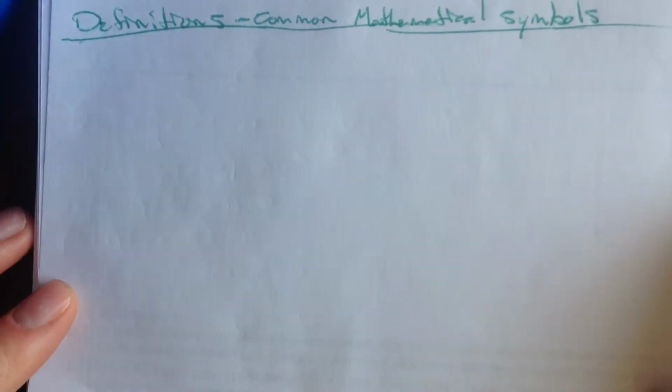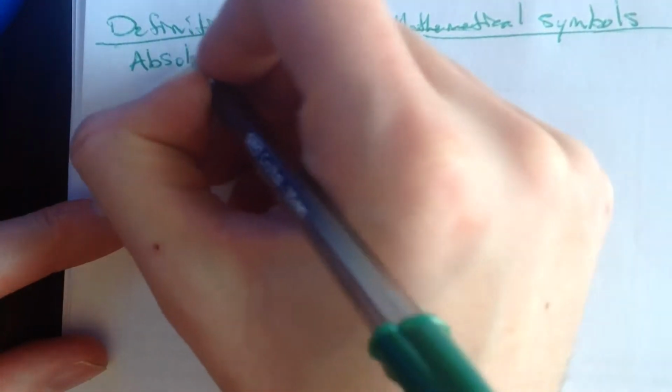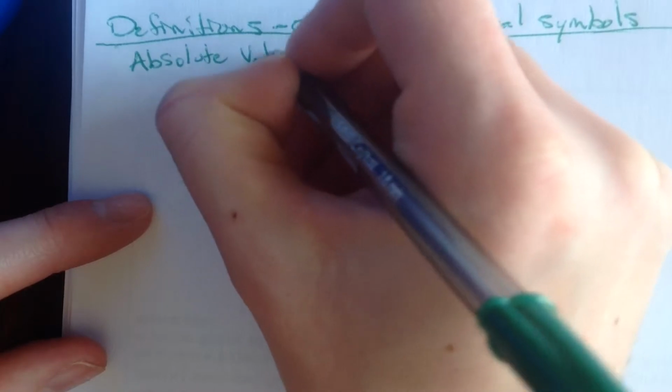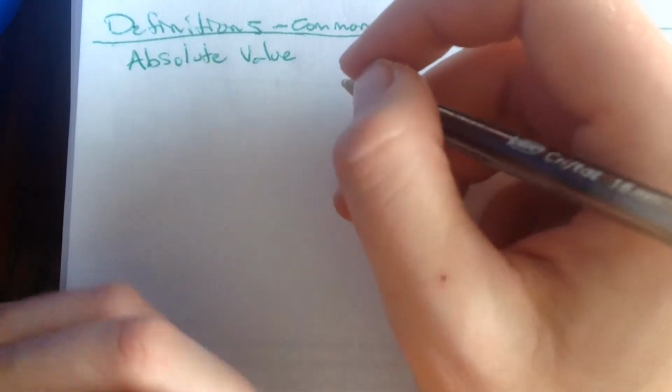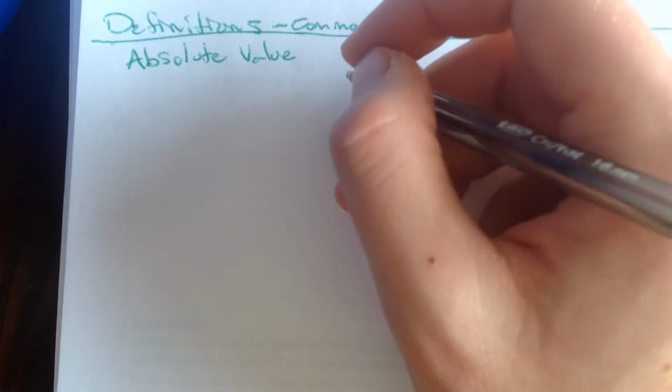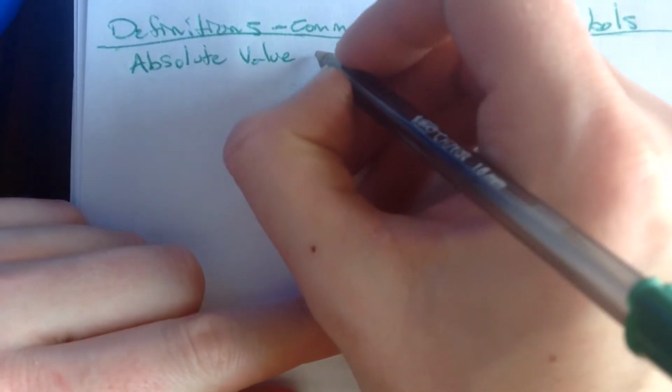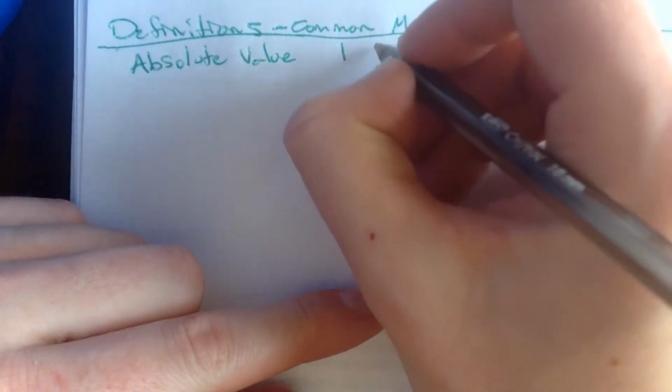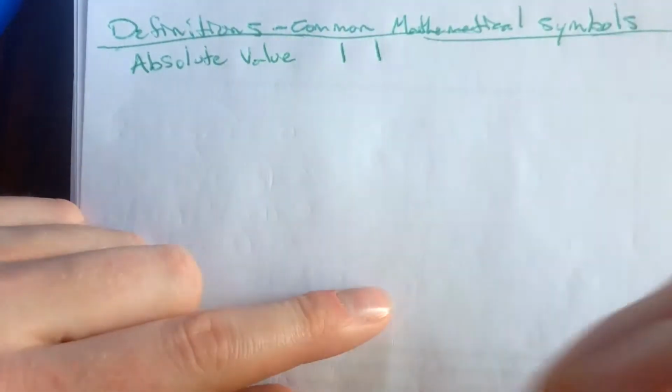So this is on definitions that are common mathematical symbols. The first one being an absolute value. An absolute value is always equal to the positive value of the number inside the lines, and it represents the distance away from 0. For this, the symbol we typically use is just two straight up and down lines around the number.